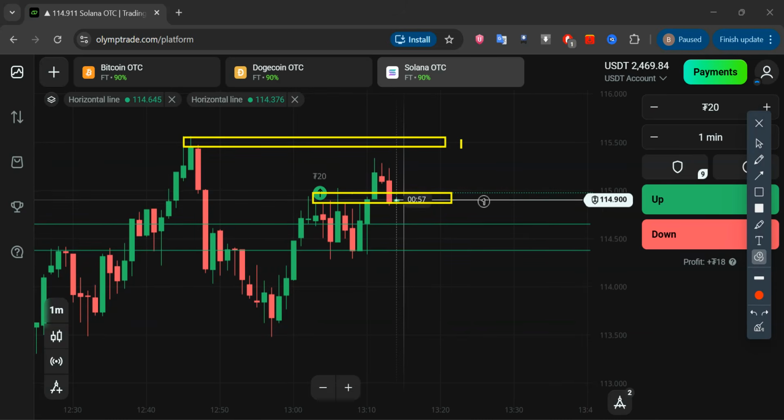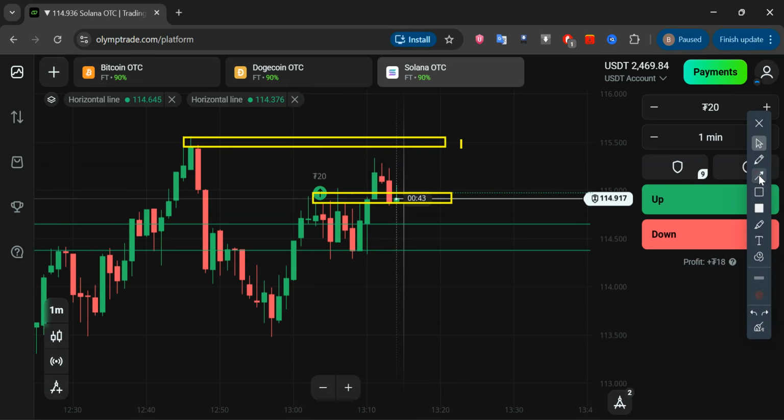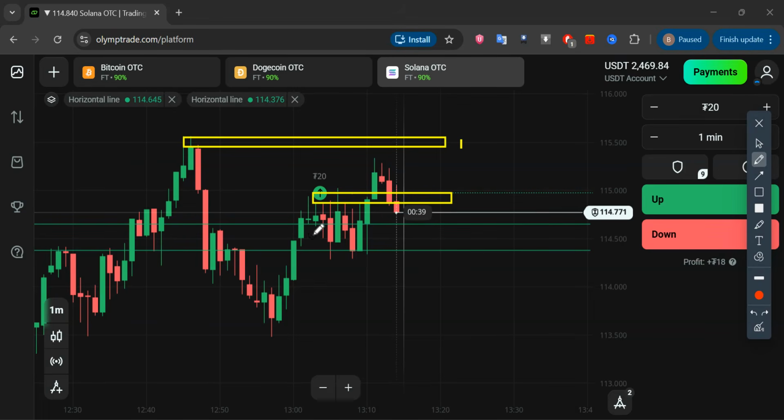It needs to close above that level that I've just drawn, the yellow level. Because in this area, we can see a lot of rejections. There's a lot of rejections in this area, as you can observe. So we need to close above this area for us to say that we are moving up.